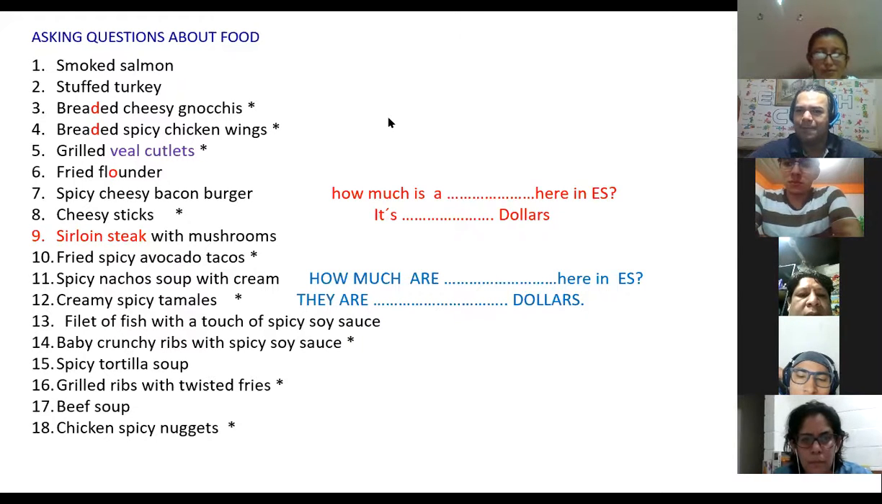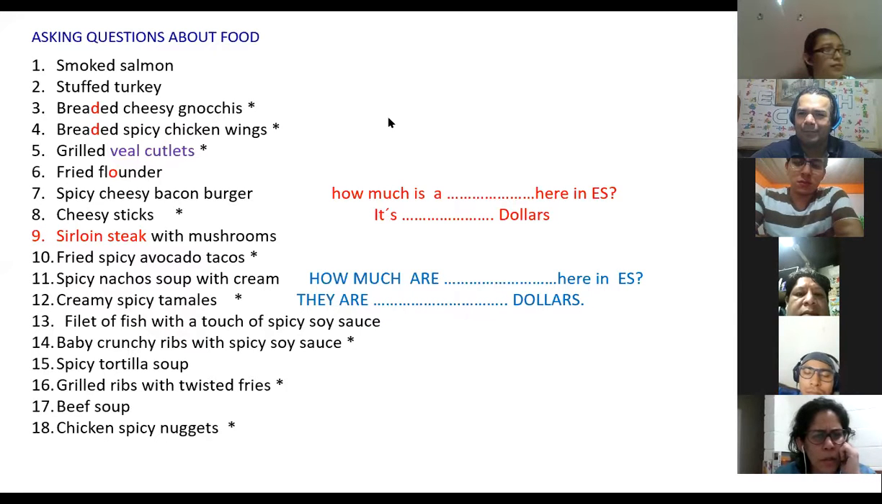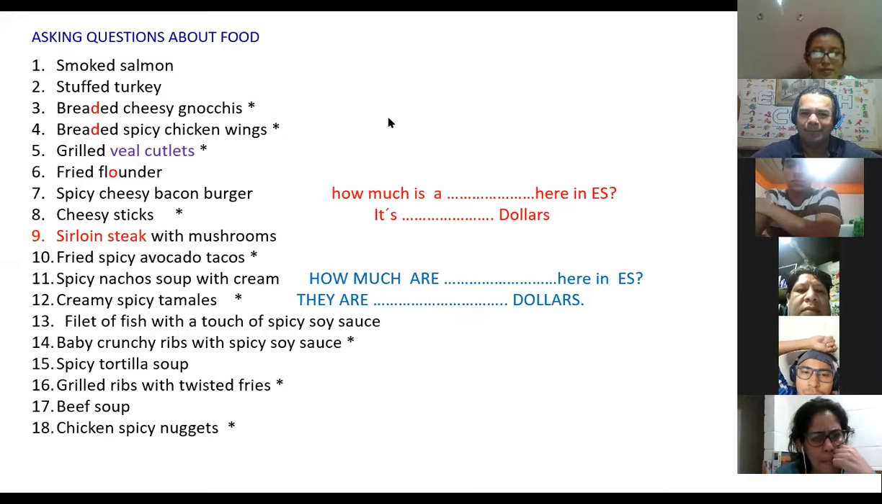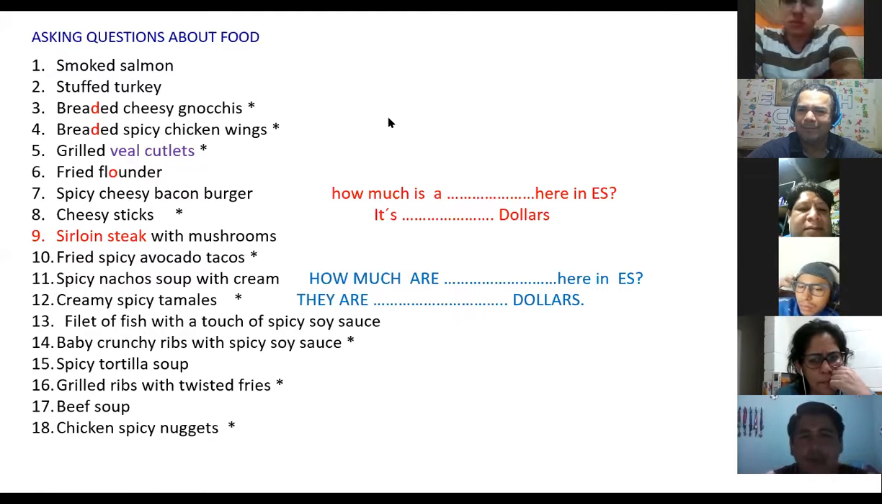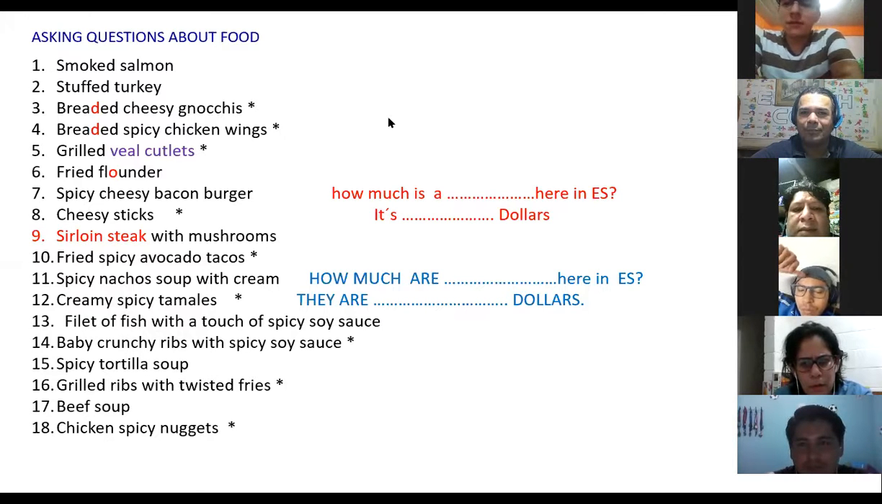To Alicia. Okay, how much are better cheese gnocchi here in El Salvador? They are $10. Thank you, Alicia. To Billy. How much is a spicy cheese bacon burger here in El Salvador? It's $7. Thank you, Billy. To Harold. How much? Microphone, Billy. Microphone. How much are a sirloin steak with mushroom here in El Salvador? They are $5. Thank you, Harold.